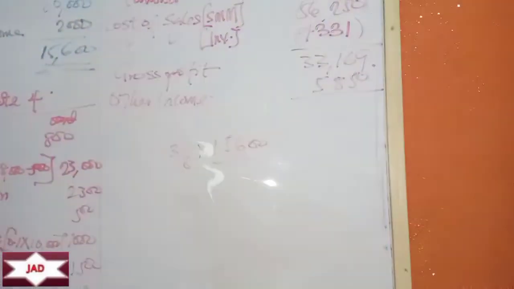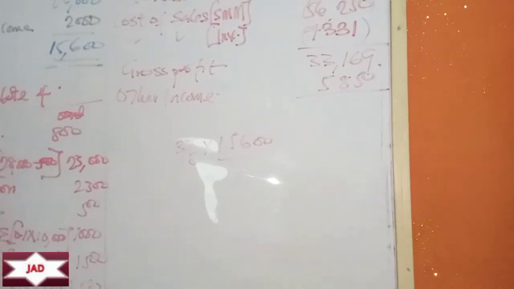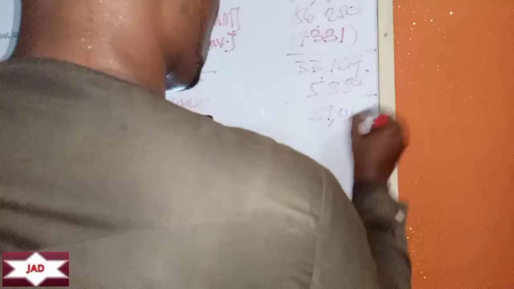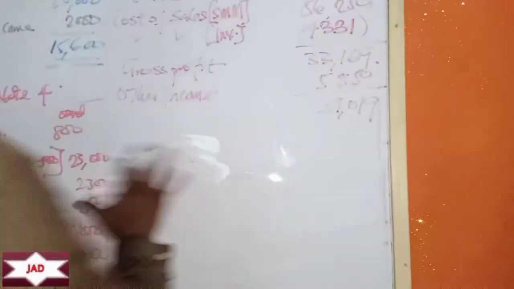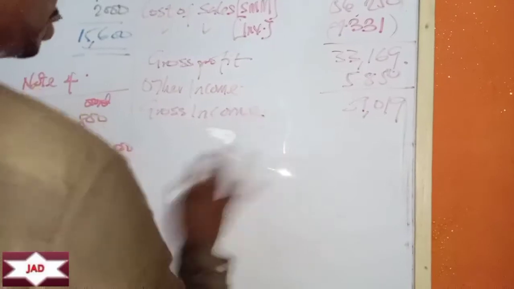So if you add 5,850 plus 33,169, you have 39,019. Okay, so this is your gross income.